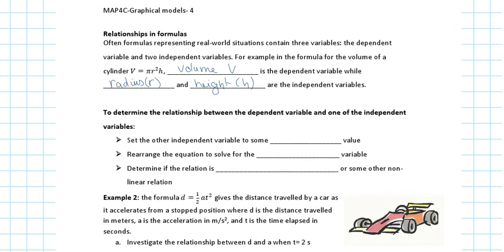So to determine the relationship between the dependent variable and one of the independent variables, we're going to have to set the other independent variable to some constant value. Let's assume that the radius is 5. Let's see what kind of relationship I have between the volume and the height. Let's assume the height is 10. Let's see what kind of relationship I have between the volume and the radius. So we set one of your independent variables to a certain constant value, and then you compare the relationship between the other two.